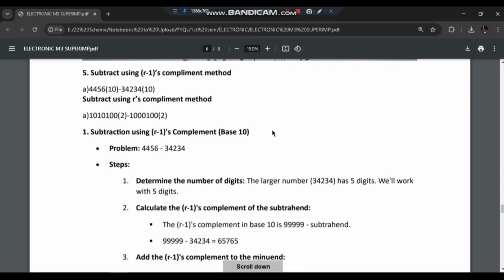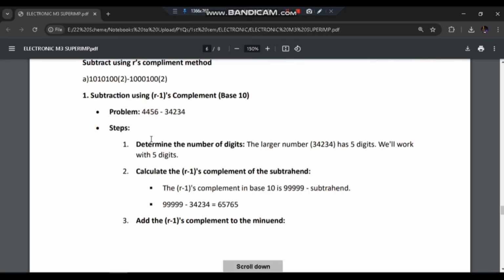Next is subtraction using the r minus 1's complement method. This is another method like the 9's complement method. Here we'll be having the r minus 1's complement method. The question given is in decimal form, 4456 minus 34234. Subtract using r's complement. This we have to do using the r minus 1 complement. And two binary numbers are given, we have to subtract them.